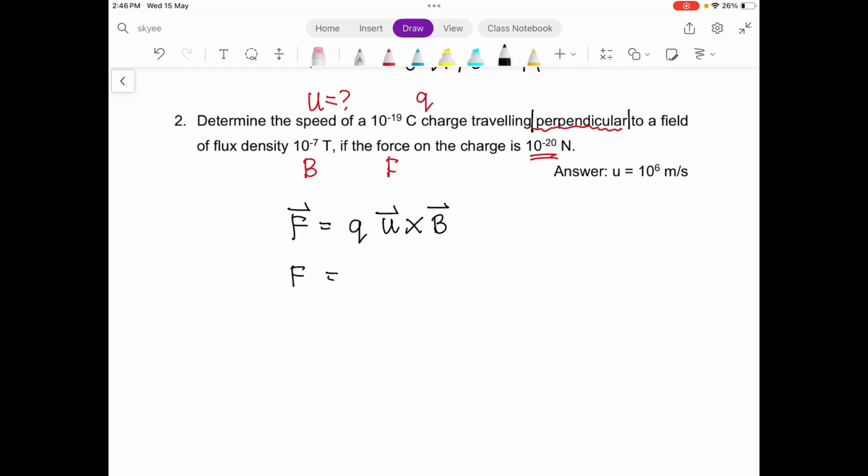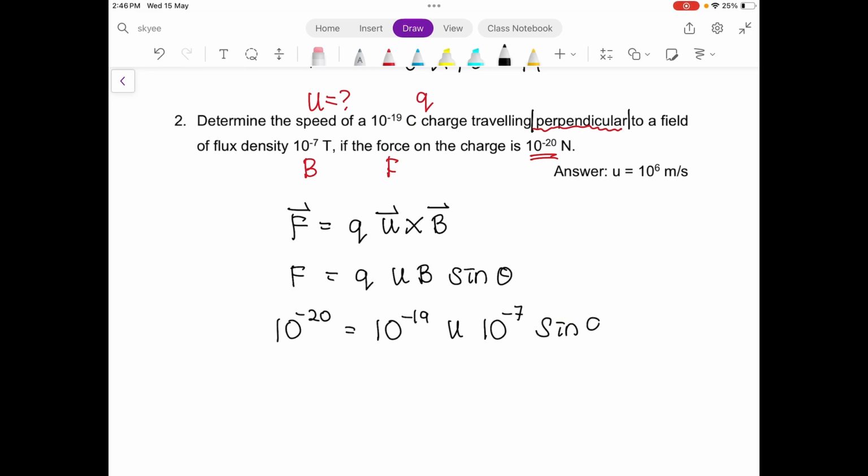So we eliminate all the vectors, so it will become Q U B sine theta. So the force is 10 power negative 20. The Q is 10 power negative 19, the U is something you don't know, and the B is 10 power negative 7. Sine theta will be sine 90, because perpendicular. Now try to find the U. From the calculation, the U is 10 power 6. Because it is a velocity, the unit is this one. It's very easy.